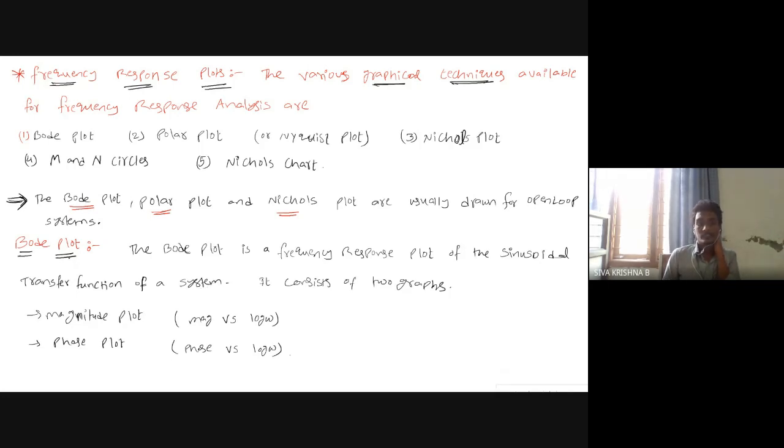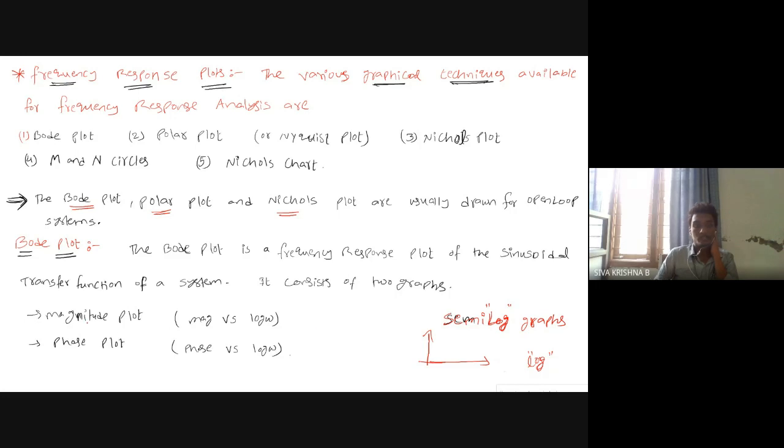Mainly, all these plots are drawn on semi-log graphs only. You have to draw on semi-log graphs. Why do we go for semi-log? When the x-axis or y-axis units are not continuous, that means if we have logarithmic values there, then we will go for semi-log. That's why here it is semi-log graphs.